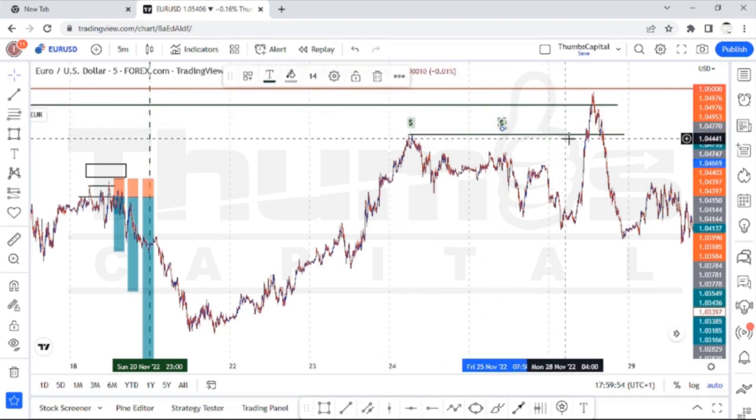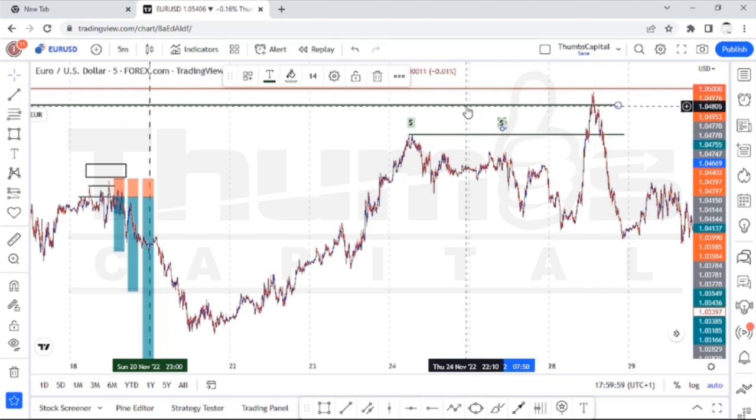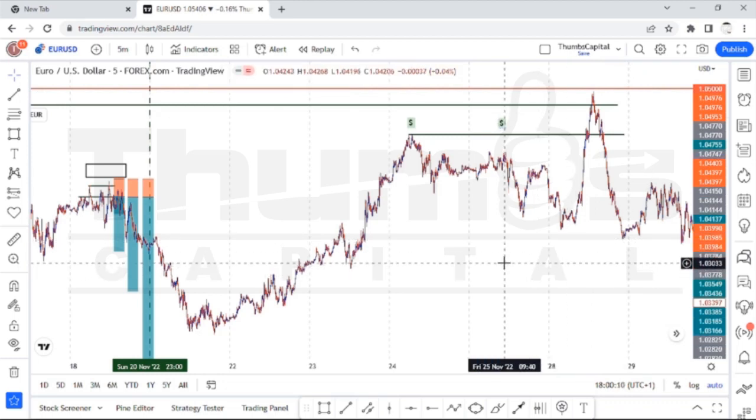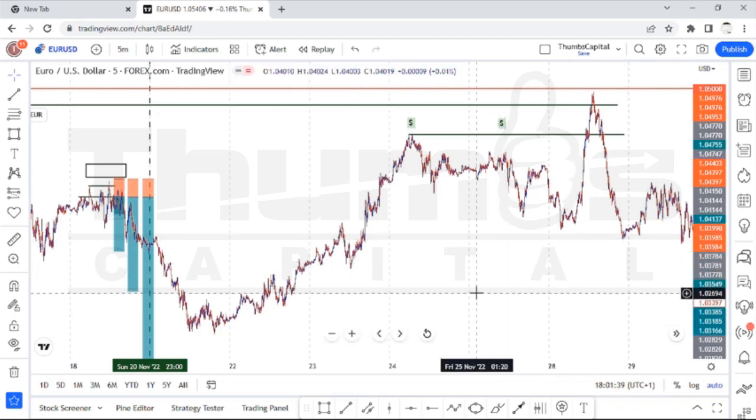The liquidity zone was taken out while running previous intra-week contract high and hitting a major price level right here. Everything is just in line for a sell, so I was able to catch the sell right there. And that's all the trades I was able to take.